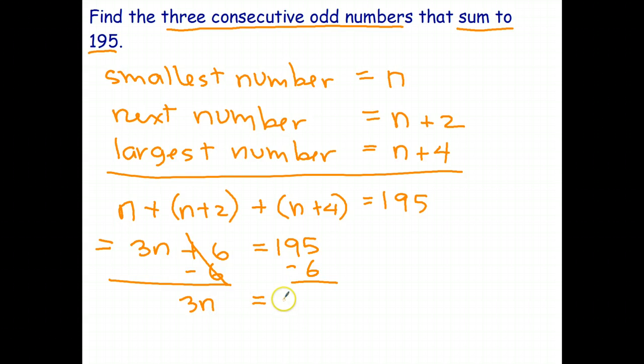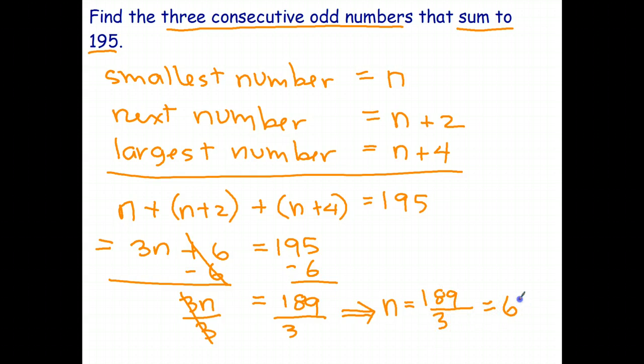3n equals 189, and divide both sides by 3. I might just write the answer over this way to save having to scroll, and n equals 189 over 3. And that will simplify. 3 goes into 18 6 times, 3 goes into 9 3 times, and it looks like the answer is n equals 63.